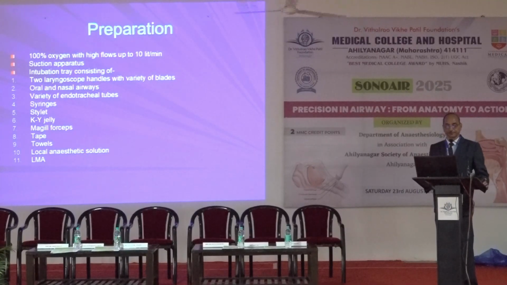Now preparation includes 100% oxygen with high flows up to 10 liters per minute, a suction apparatus, and an intubation tray which consists of 2 laryngoscope handles with a variety of blades, oral and nasal airways, a variety of endotracheal tubes, syringes, a tight stylet, KY jelly, Magill forceps, tape, towels, local anesthetic solution and laryngeal mask airways. So all these preparations are to be made before going in for an intubation.